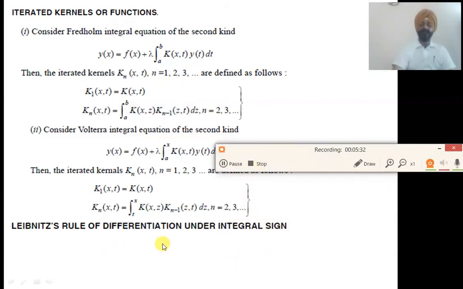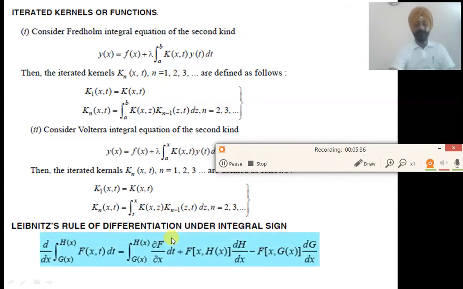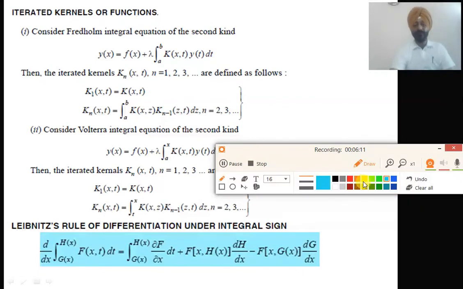Leibniz rule of differentiation under integral sign. This time, I repeat this result, and we use it in this video also. The differentiation under the integral sign is equal to the integral from g(x) to h(x) of the partial derivative of the function, plus f(x, h(x)), the upper limit, into the derivative of the upper limit with respect to x, minus f(x, g(x)), the lower limit, into the derivative of the lower limit with respect to x. Students should be very careful while using this result, because in the first and second exercises we use this Leibniz rule of differentiation under integral sign many times. So, let us start.